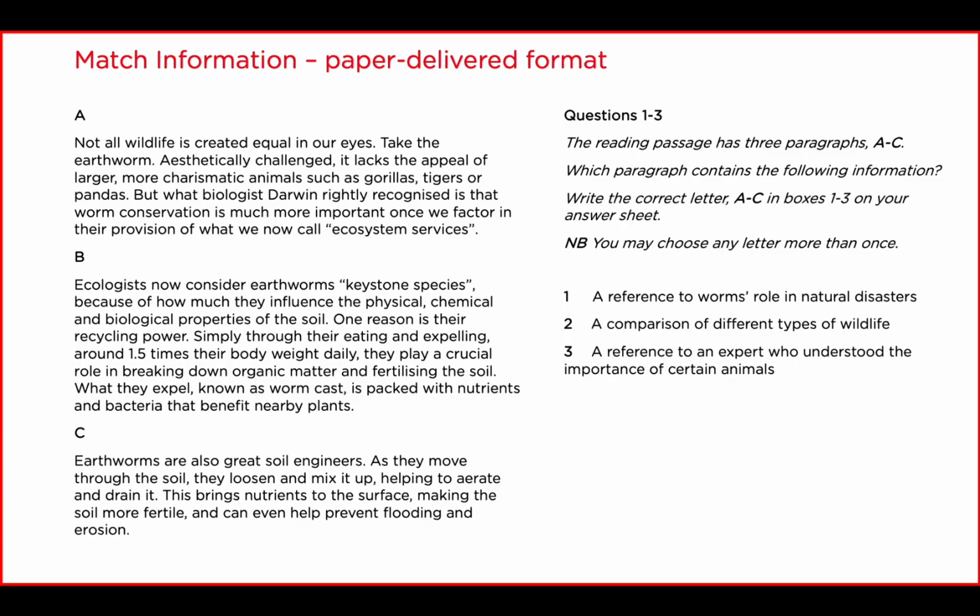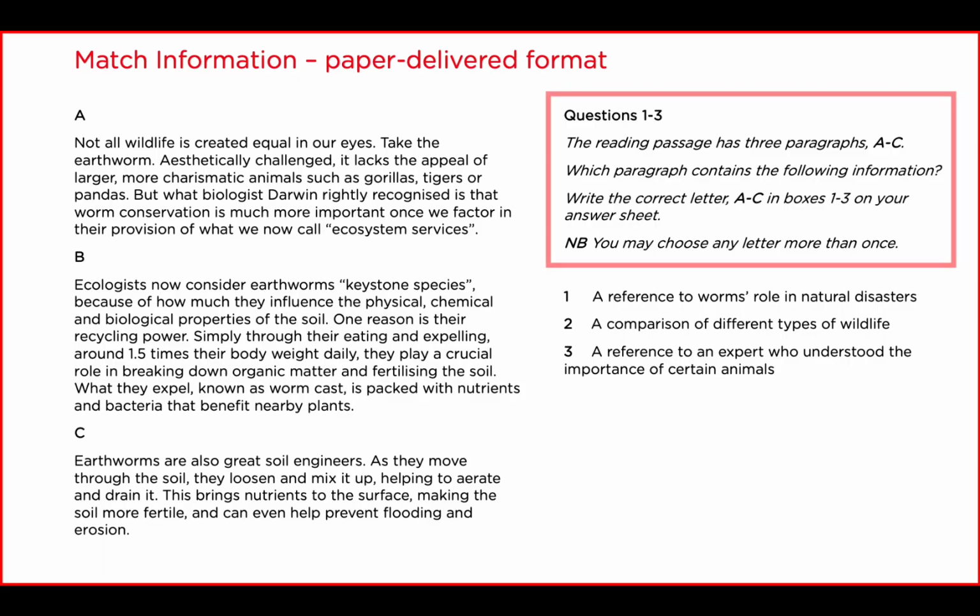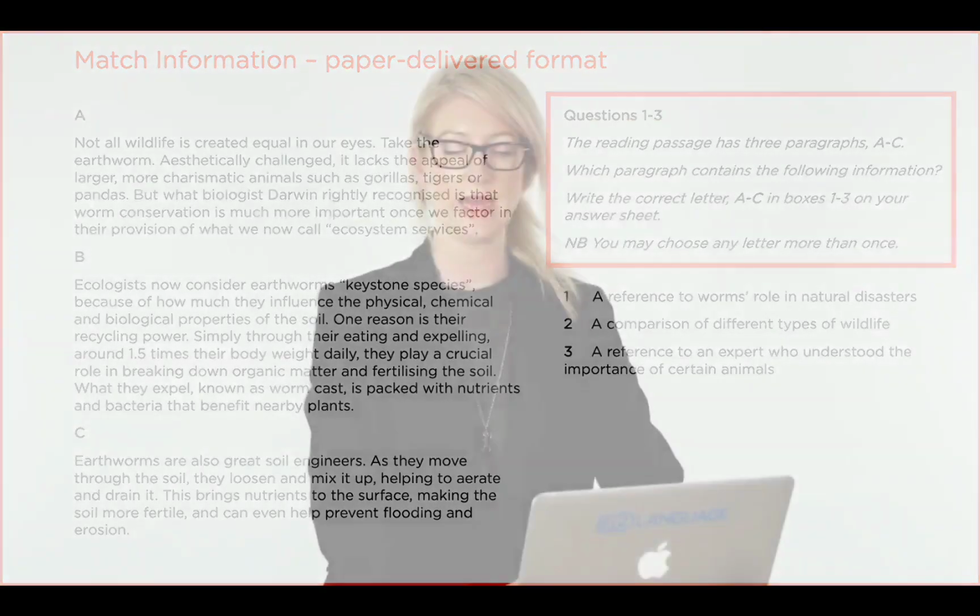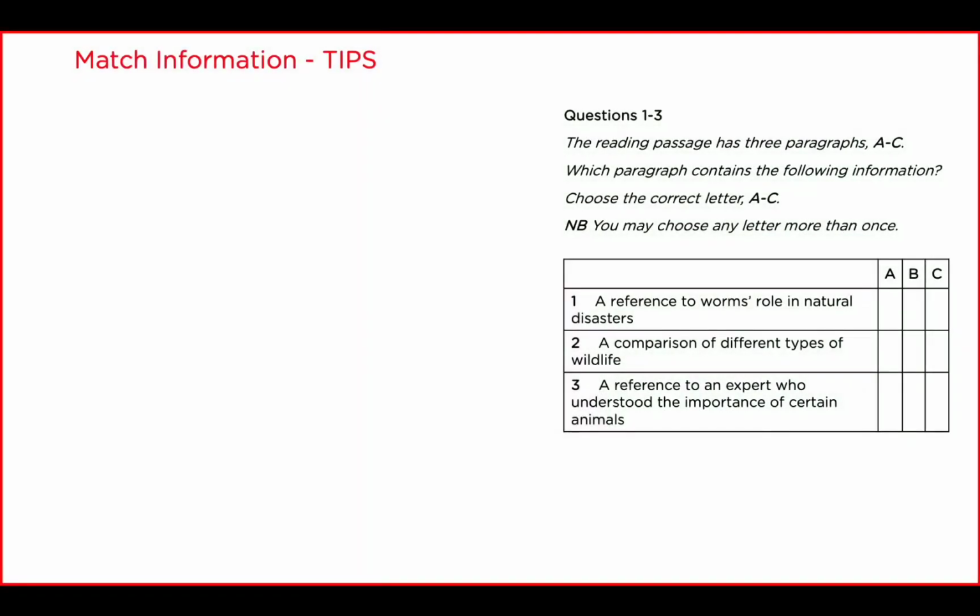will appear. Now if you're doing the paper delivered version of IELTS, it looks a little bit different. So we have our text here, but the instructions are a little different. The reading passage has 3 paragraphs. Which paragraph contains this information? Write the correct letter A to C in boxes 1 to 3 on your answer sheet. So obviously you can't click a box, but you write, for example, number 1A or number 1B onto your answer sheet.